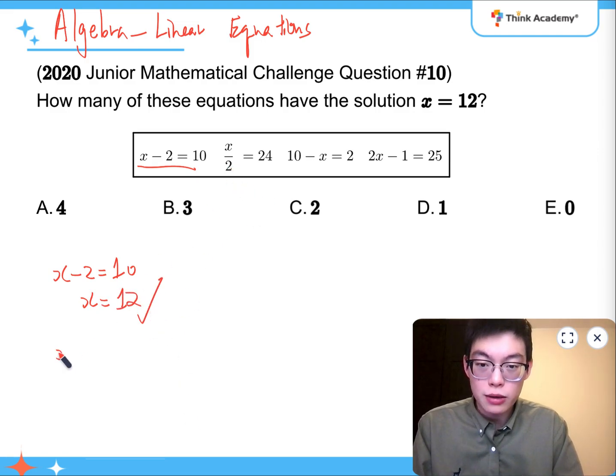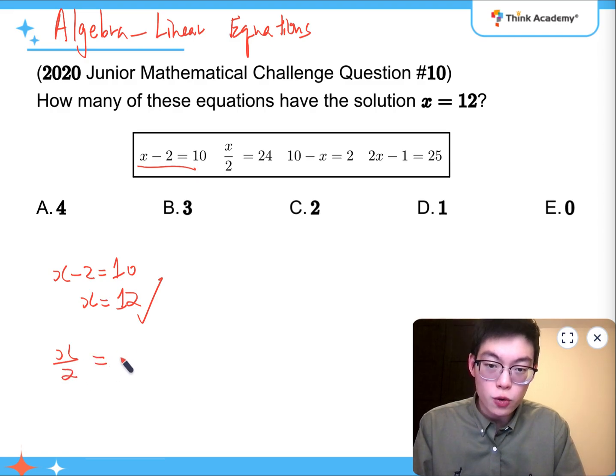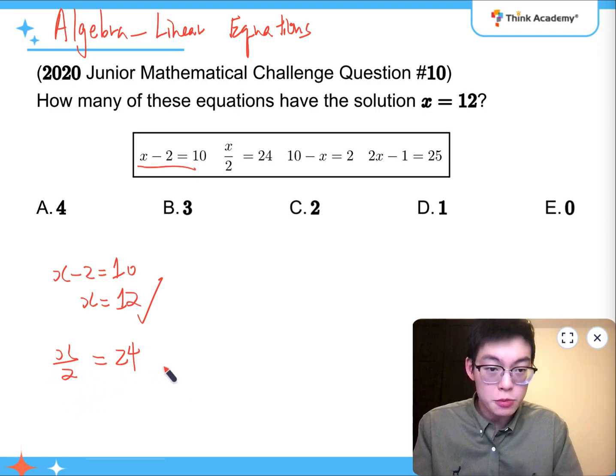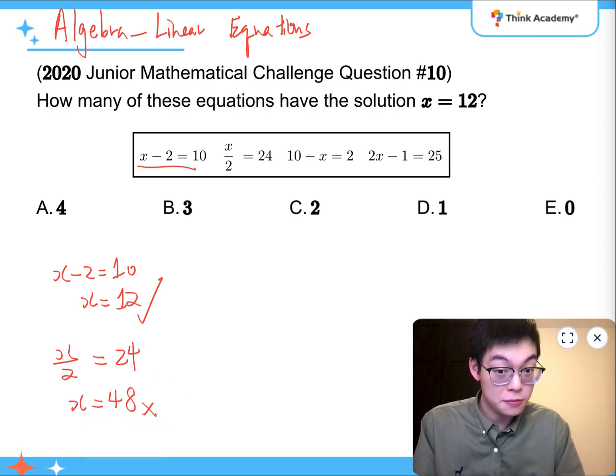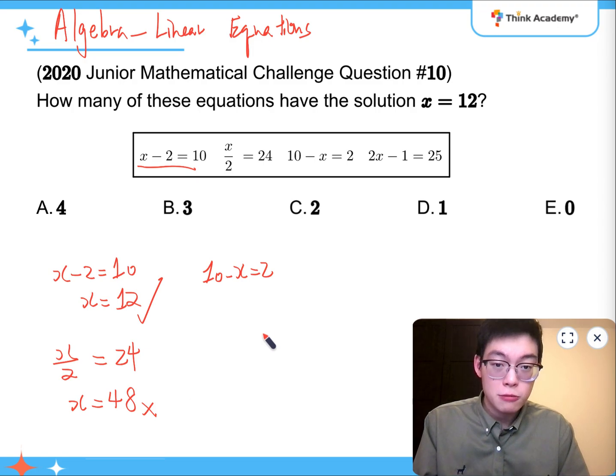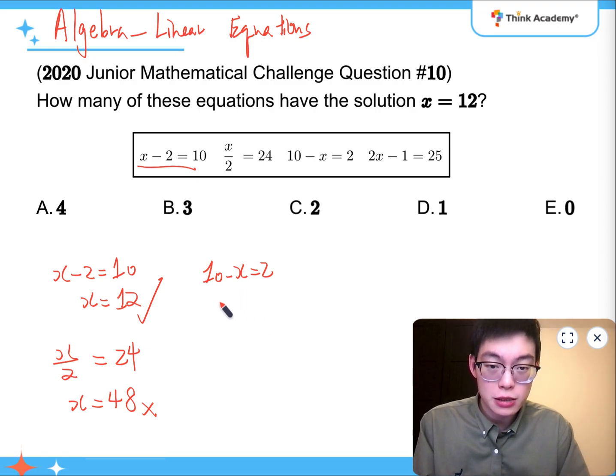For the second one, x divided by 2 equals 24. So what is the inverse operation of dividing by 2? Times 2. That's how we remove the denominator. So we times 2 on both sides, x equals 48. That is wrong. 10 take away x equals 2. So what do we do? Well, we can take away 10 on both sides, such that minus x equals minus 8. And x equals 8. So this is wrong again.